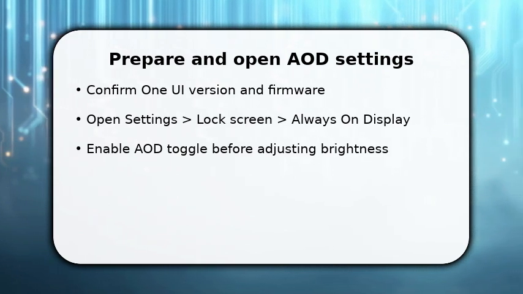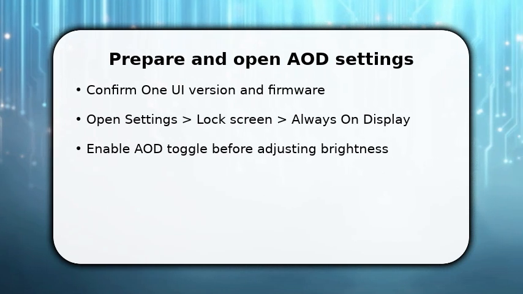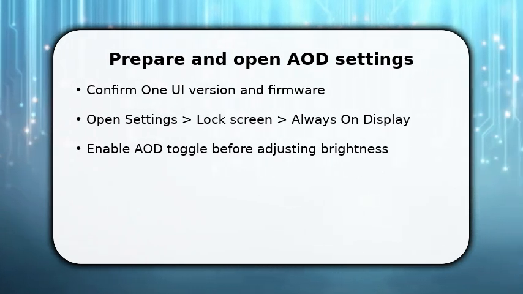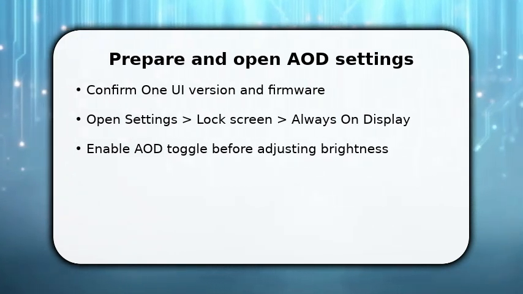If you don't see AOD, enable it from the main lock screen menu or check Device Care for power modes. Now that AOD is active, you're ready to access brightness controls and choose the display style you want to tweak.